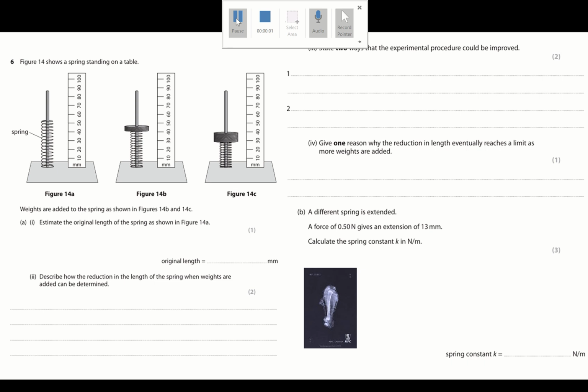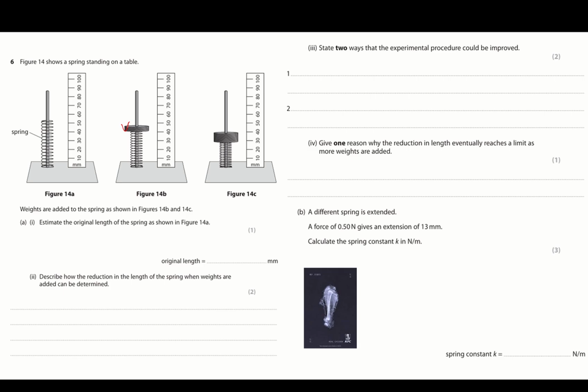Okay, so question 6, we've got a spring on a table, and we can see that they're adding weights here, and that's compressing the spring, and then they're measuring that compression. So remember, this is going to be related to Hooke's law. So we can either stretch a spring or compress a spring. And it says, estimate the original length of the spring as shown in 14.